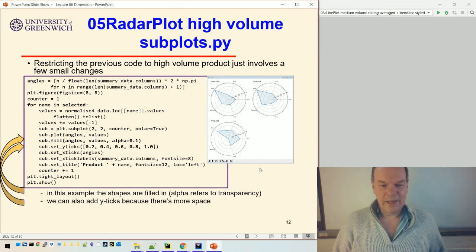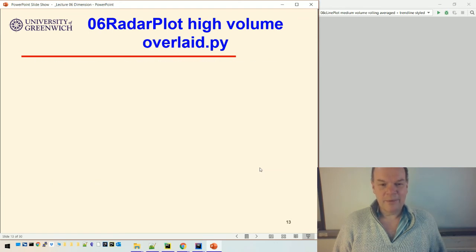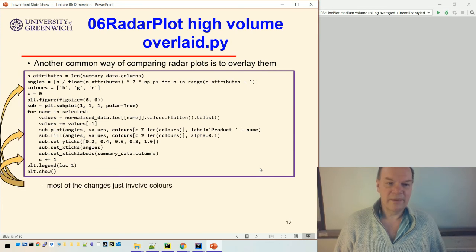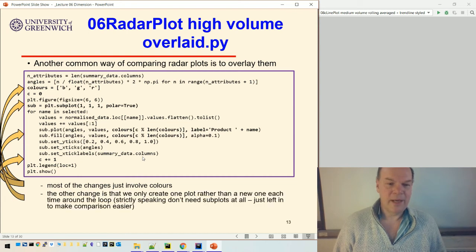The third way to do that is to overlay them. So rather than trying to compare them like this, I can take those three charts and plot them one on top of the other. And this again uses almost the same code as before, but there's a slight difference. I'm setting the colors here, so this is just blue, green, and red. You can extend this list to have more colors, and then I have to tell it when it draws the plots what colors to use for each plot. So most of the changes there just involve using colors, and the other change is that we only create one plot.